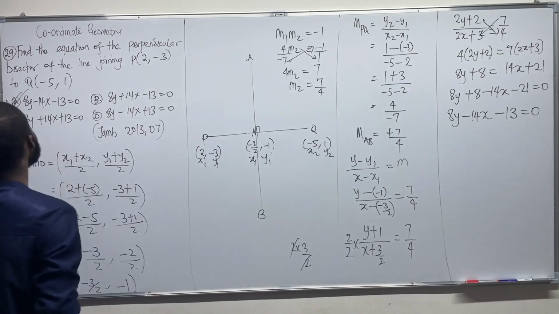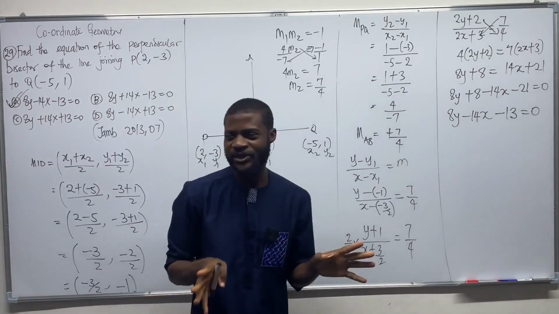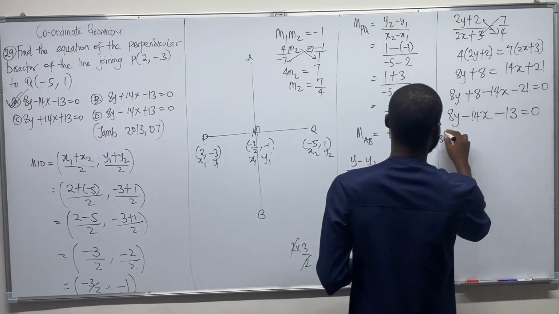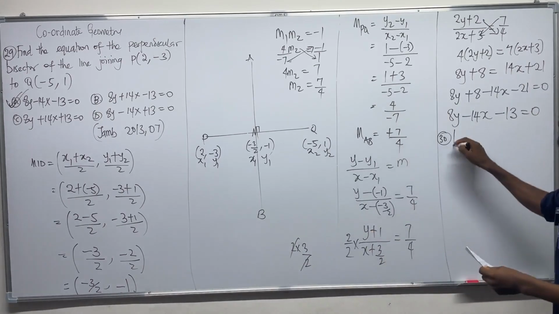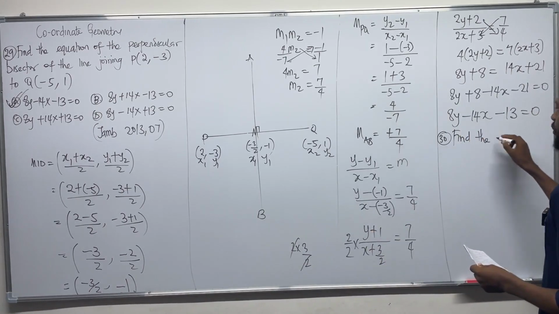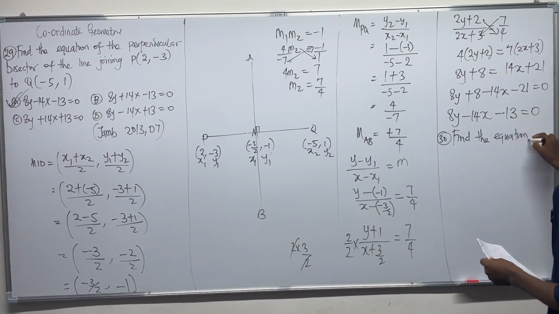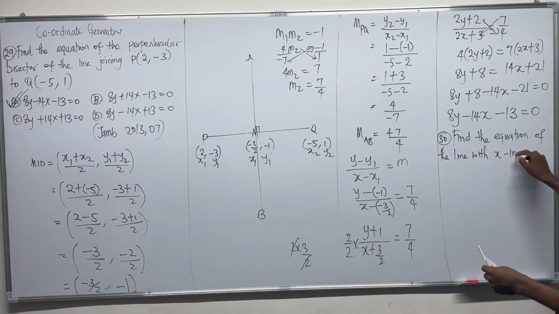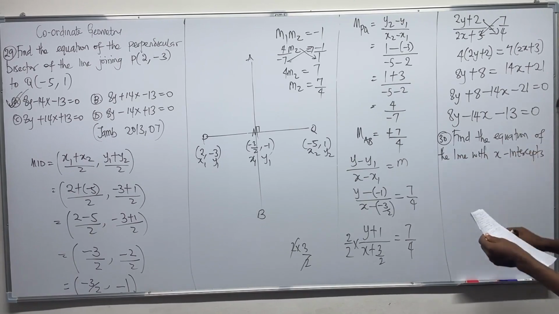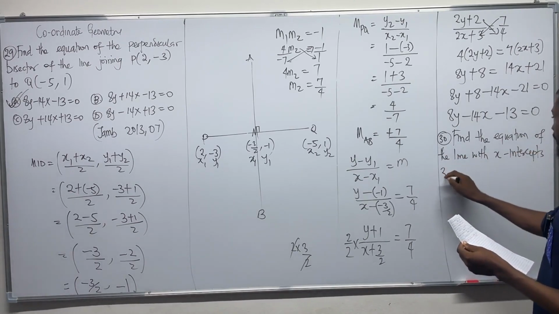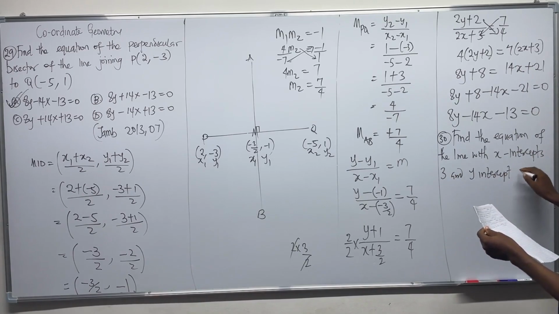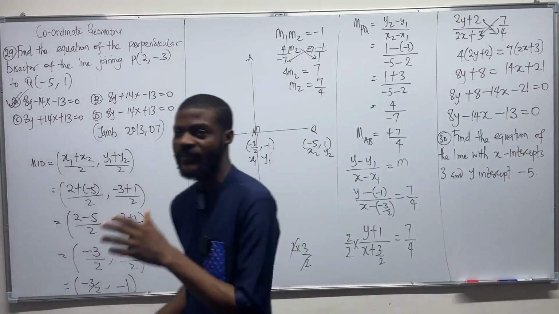Next, the next question, which I think is the last question, number 30. Is this enough space? Let me just manage this. Find the equation of the line with x-intercept 3 and y-intercept minus 5.